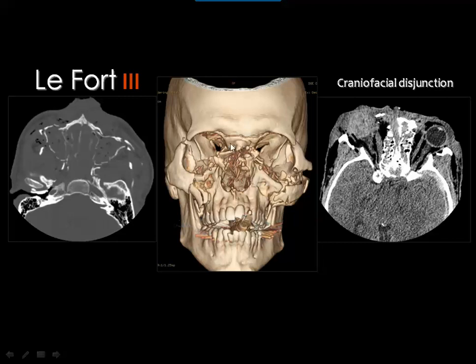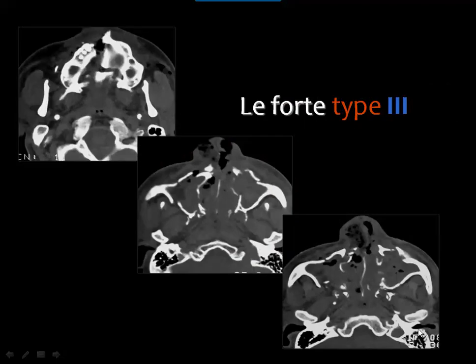There is separation of all the mid face from the cranium. This is better seen in the 3D reformatted images. And this is an extensive fracture. Whenever you are confronted by a case like this to report, then you should start image by image and state the fracture lines.